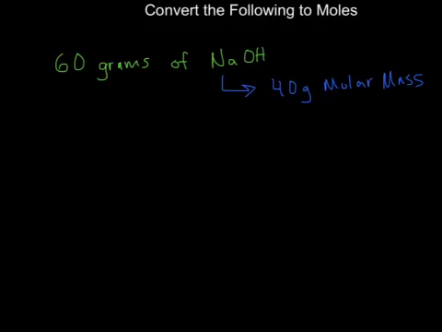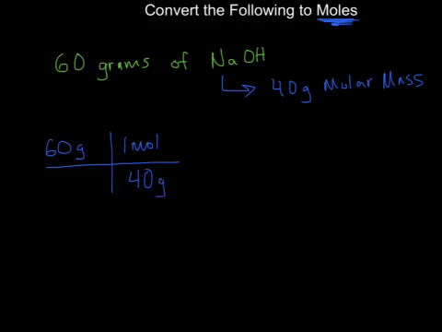Alright, now that we have that, we can do this 2 ways. So we're starting with 60 grams. And we know that in 1 mole, which is where we're trying to go, we're going to moles, we have 40 grams. Alright, so our grams cancel, and we're left with moles. And that's going to give us 1.5 moles of sodium hydroxide.